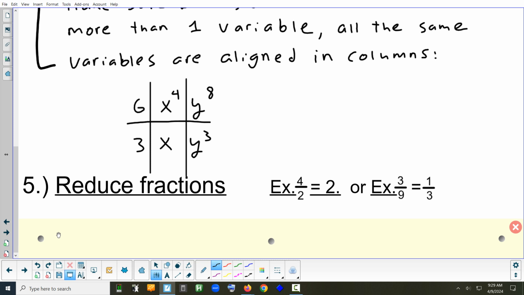All right. So that's kind of the order of all the rules that we've learned so far. So let's try a few examples and see what we can do.